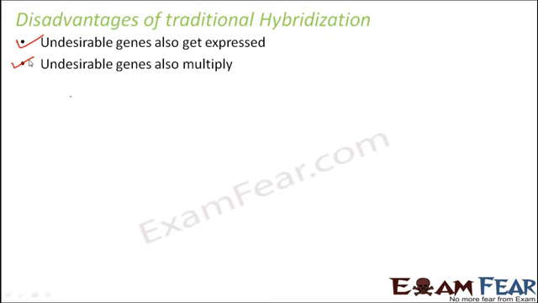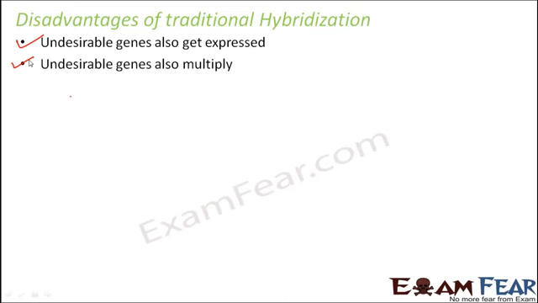So in the process of hybridization, all you can do is select the two parental organisms of your own choice, but that doesn't guarantee that you will get the exact trait and that no other genes will get multiplied. So that is not guaranteed.